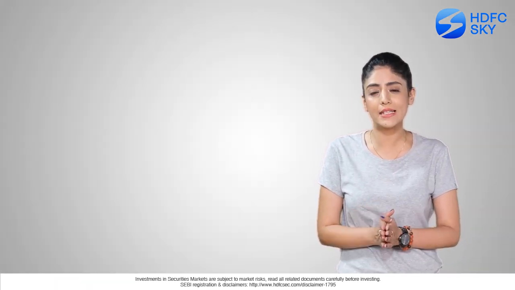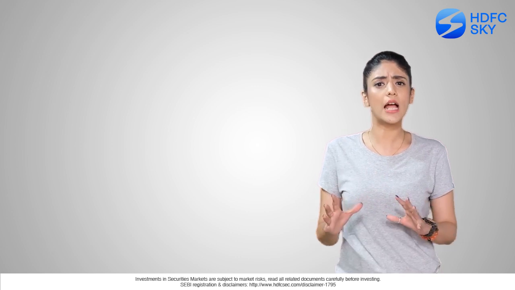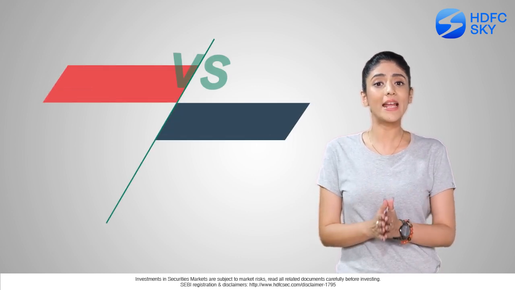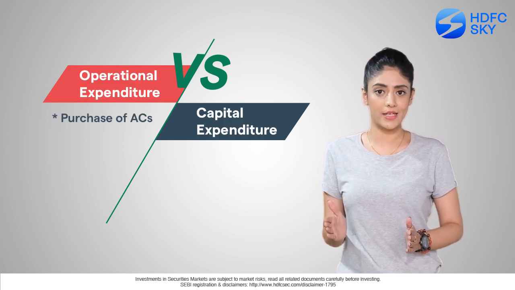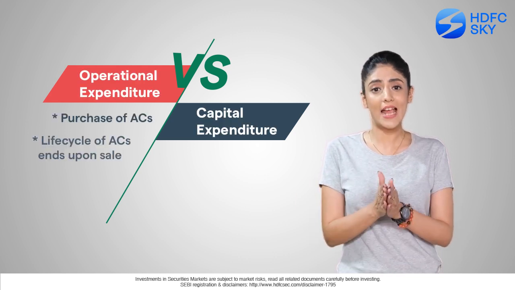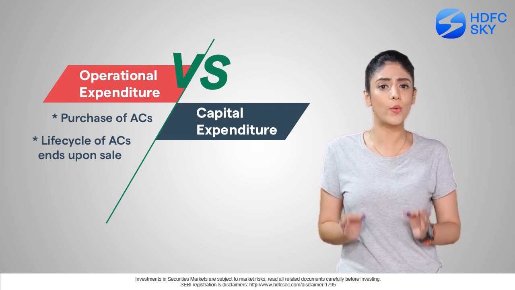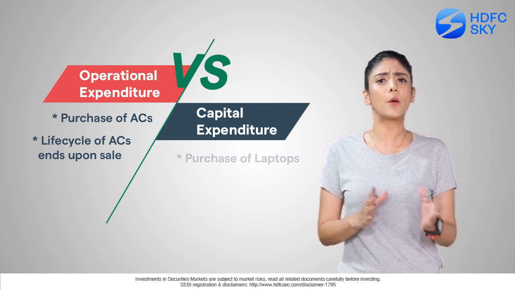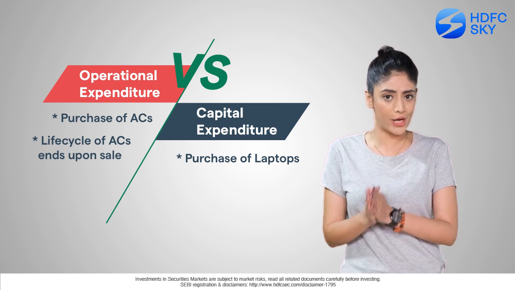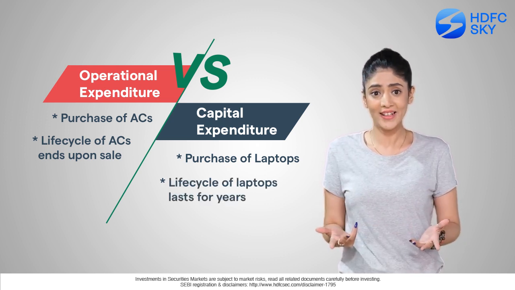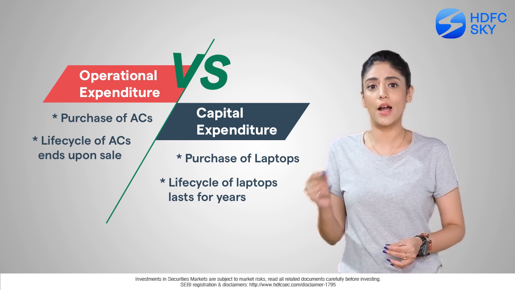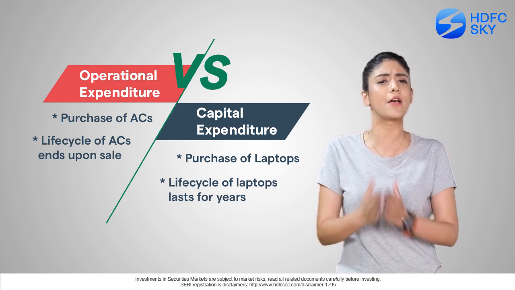There is one last thing to remember about how expenses are recorded. There are two types of expenses. अगर आपने AC की इन्वेंटरी खरीदी तो इसे कहेंगे ऑपरेशनल एक्सपेंस. वो इसलिए क्योंकि ये एक्सपेंस की लाइफ साइकिल will end when you sell the AC. But if you purchase a laptop to run your operations, it will be called capital expenditure. Why? Because you expect the laptop to continue to give you benefit for several years.